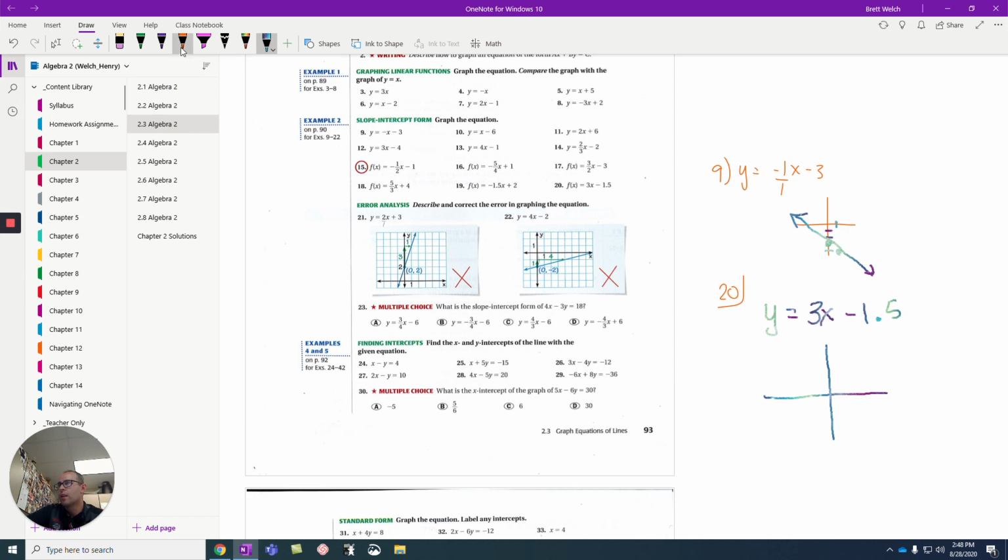I'm going to go to a regular color, though, for this next part. I'm going to go down to 1.5. So first, there's 1, and there's 2. So I'm going to put a dot right in the middle of those two, negative 1.5. Now my slope is supposed to be 3 over 1. So I want to go up 3.